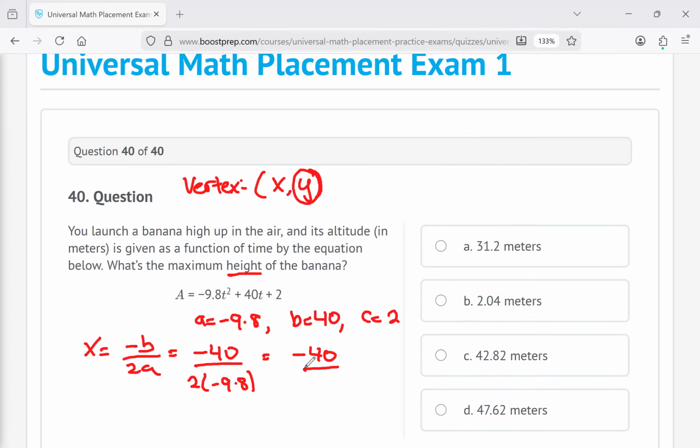And then 2 times negative 9.8 is negative 19.6. So what's 40 divided by 19.6? Let's just use the exact value. So positive 40 over 19.6. Then to find the y value of the vertex, just put this into your equation. That's it.